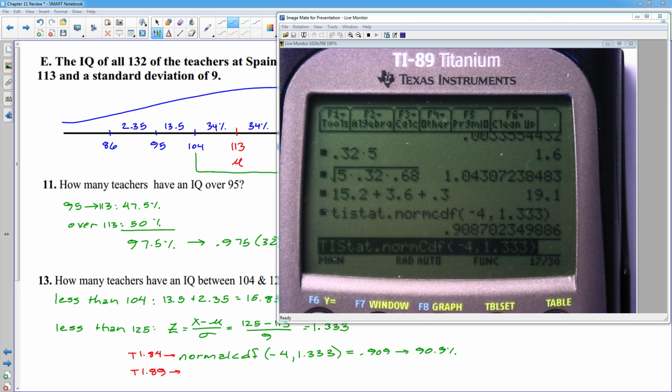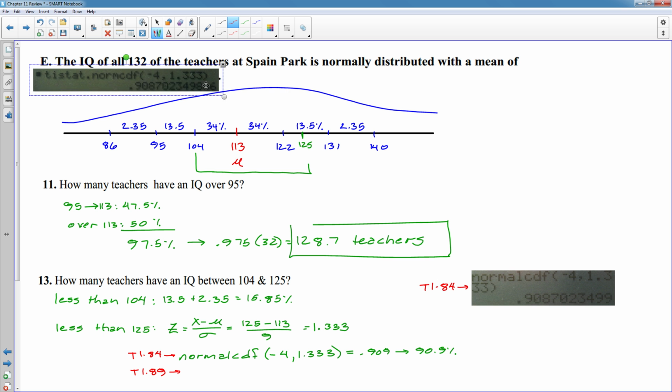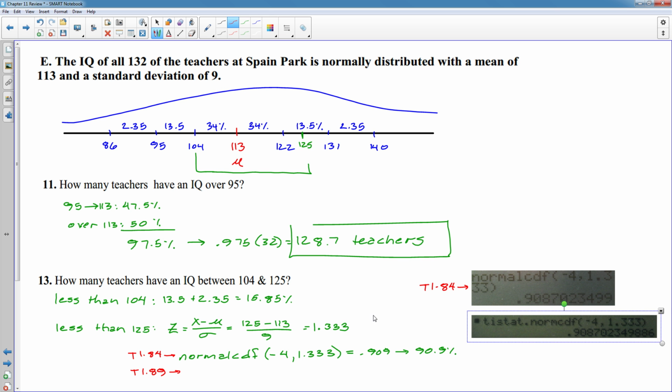So let me screenshot that to keep it on the screen. There we go. And these are the two ways you do normal CDFs on the graphing calculators, whether you have a TI-84 or a TI-89. So this is the TI-89 way. When you select it, it says TI stat dot, and then it'll say norm CDF. Always do -4 comma 1.333.